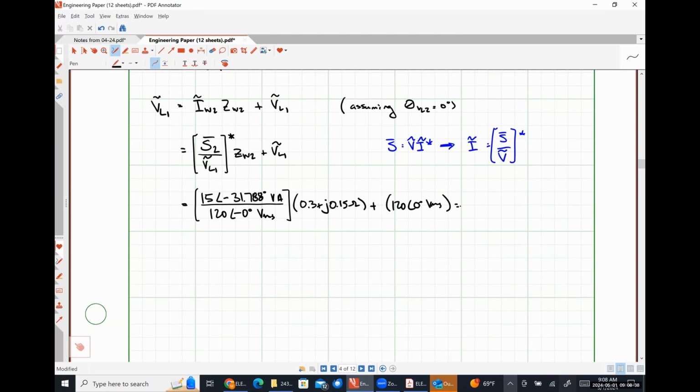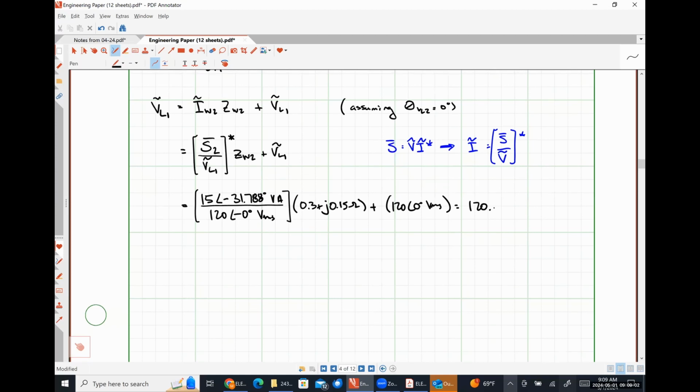All right, so throwing this into my calculator, I got 120.042 angle negative 0.002 degrees volts RMS. I'm going to store that as D.